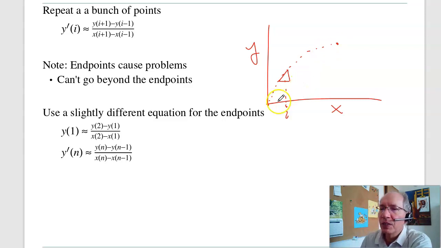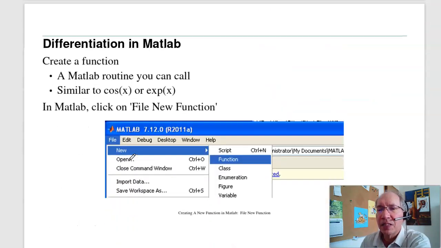What I could do is at the left endpoint, just take the second point versus the first point, change in y over change in x. At the right endpoint, find the change of y over change in x. Not quite as accurate, but again, I don't have a whole lot of choice in the matter. That leads to a function in Matlab.